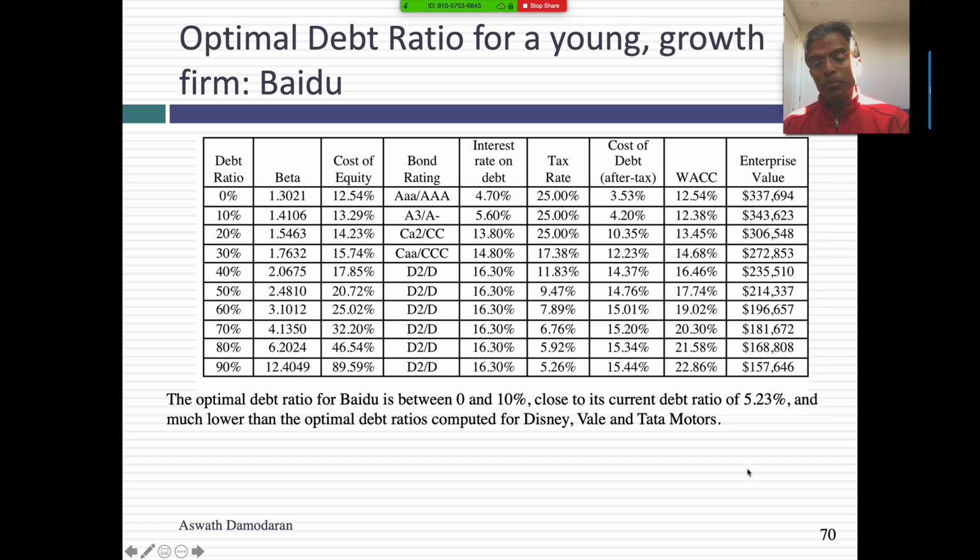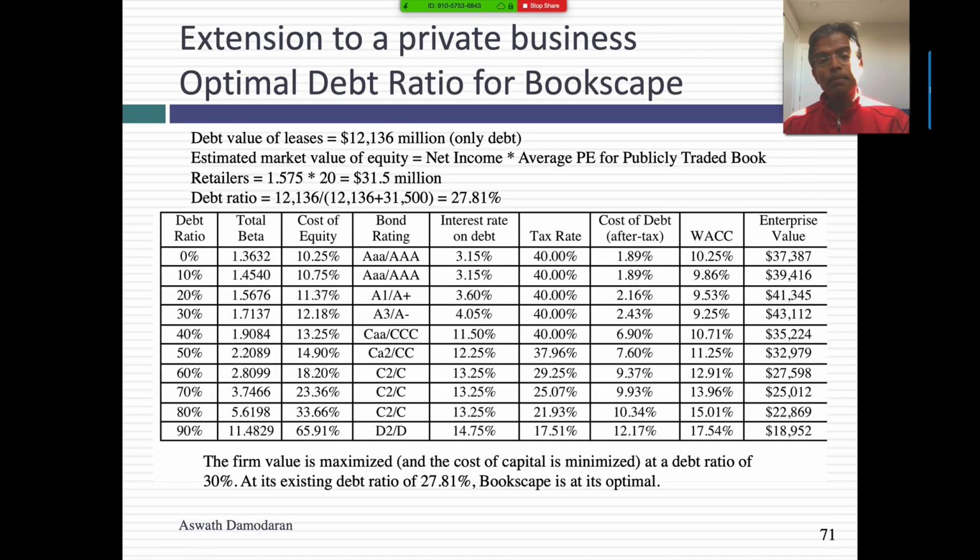So their optimal is 10%. They were actually at a 5% debt ratio, which puts them pretty close to their optimal. Already you can see for different companies, you get different optimal debt ratios.